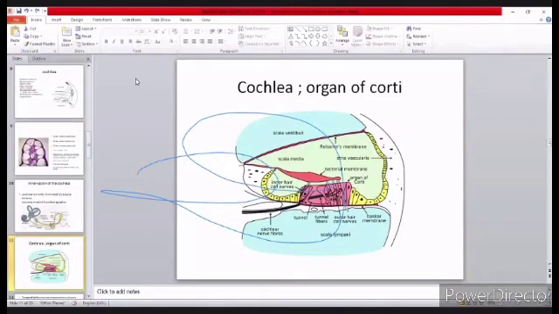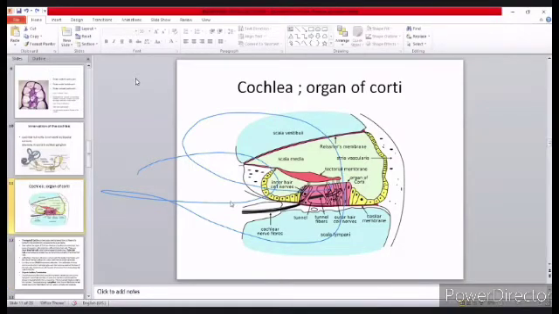And below this, we have the basilar membrane. In the basilar membrane, you find the dendrites of these hair cells and the cell bodies. This is where they're embedded. The cell bodies of the hair cells are in the basilar membrane. The cilia are in the tectorial membrane.